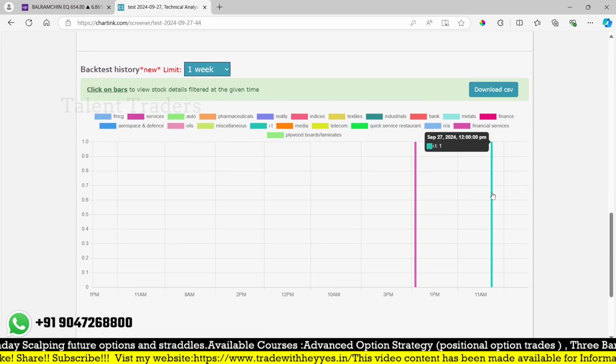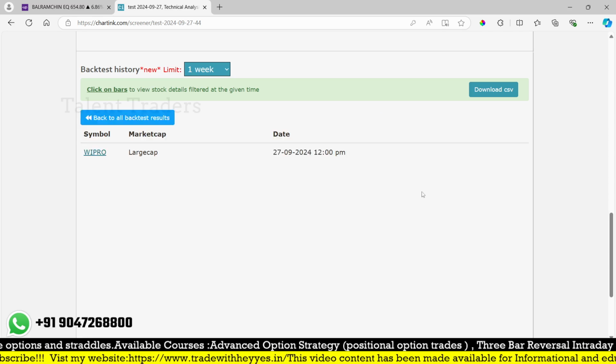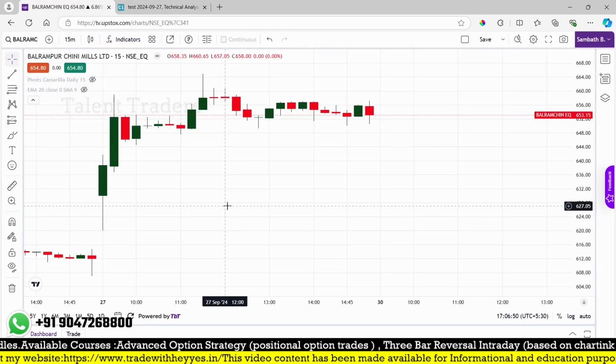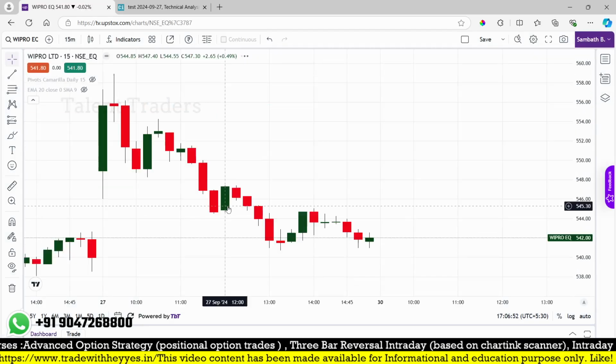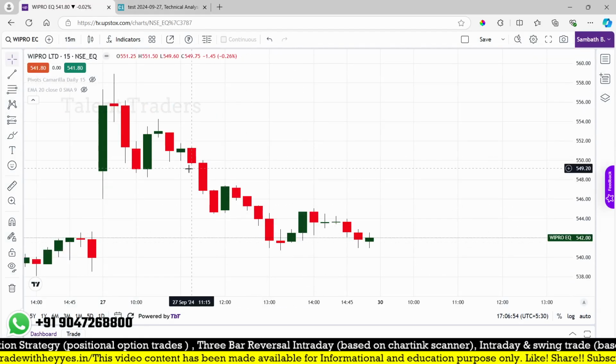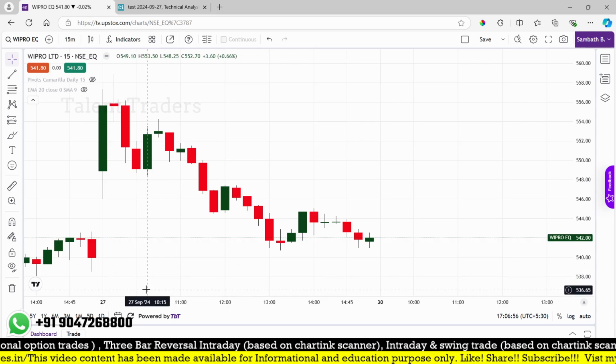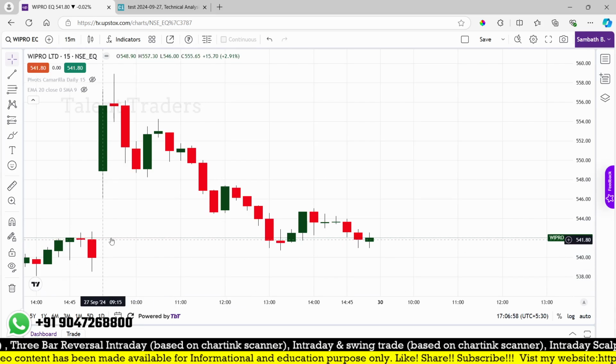What is that? 27 at 12 p.m., Wipro. So Wipro, which I have shared with you, is forming such a pattern. So here 27, 12 p.m. So look at this candle. That is exactly what I am looking for.